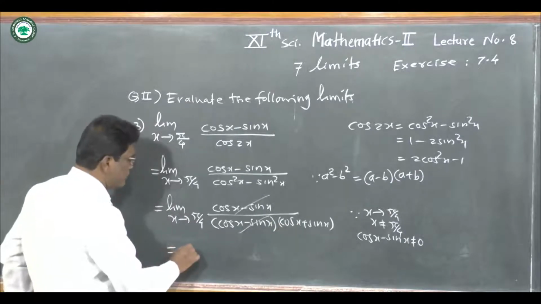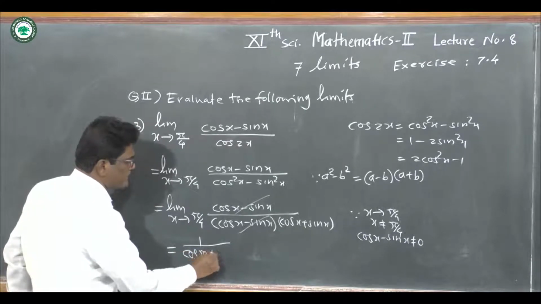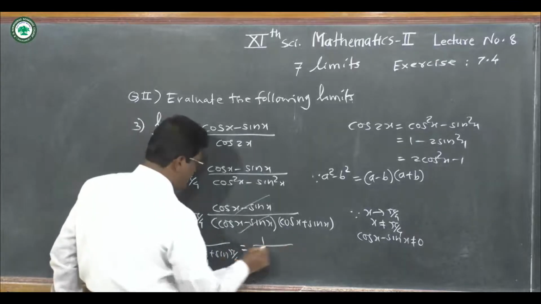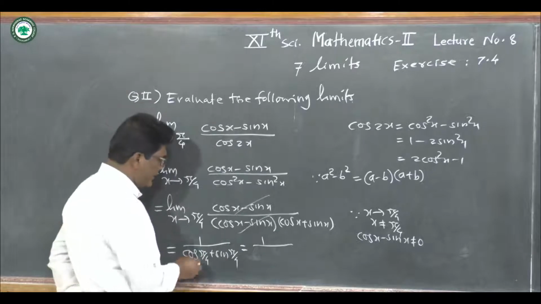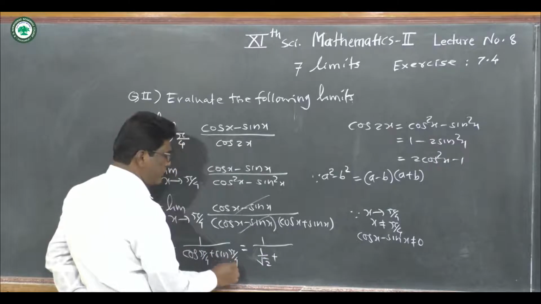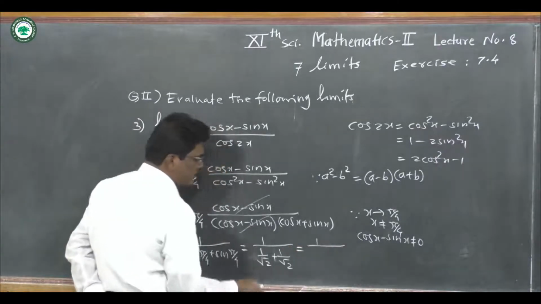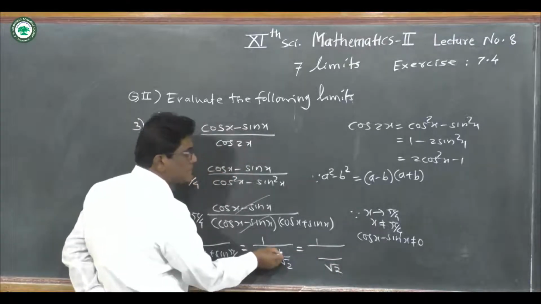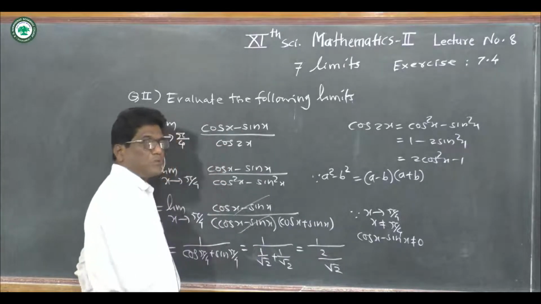So it is equal to 1 upon cos of pi by 4 plus sin of pi by 4. We know pi by 4 radian means 45 degree. Cos of 45 degree is 1 upon root 2, and sin of 45 is also 1 upon root 2. So this is equal to 1 upon, root 2 being the same, we write this root 2 and take 1 plus 1, that is 2. So 1 upon 2 upon root 2.